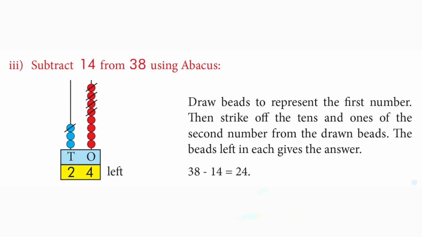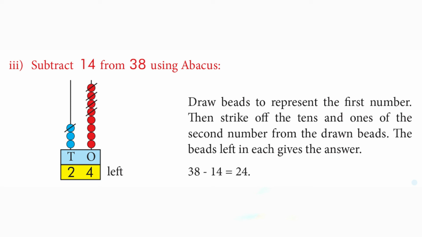Then strike off the tens and ones of the second number from the drawn beads. The beads left in each gives the answer. Okay. So first we have to draw. How many do we have in the ones place? We have 8, right? So let's draw 8 beads here. And then they have taken away 4. So when we take away 4, we have 4 left. So write down 4 in the ones place.